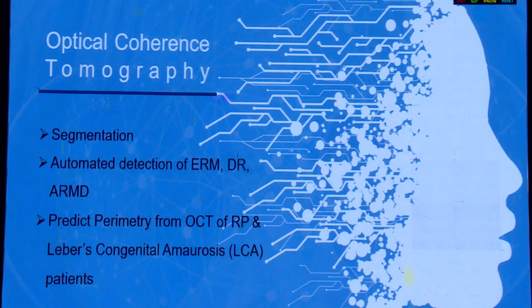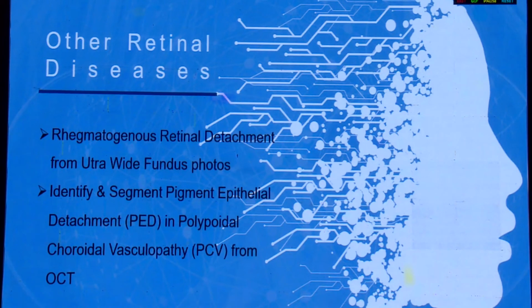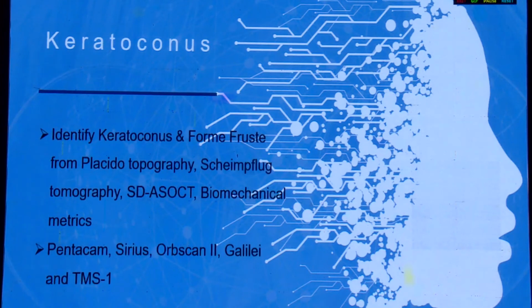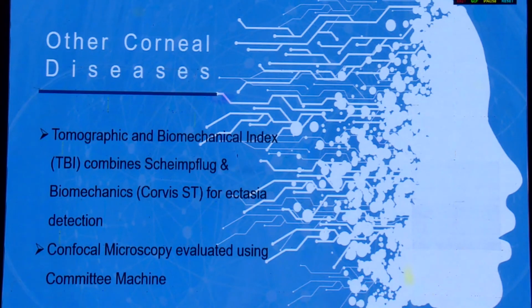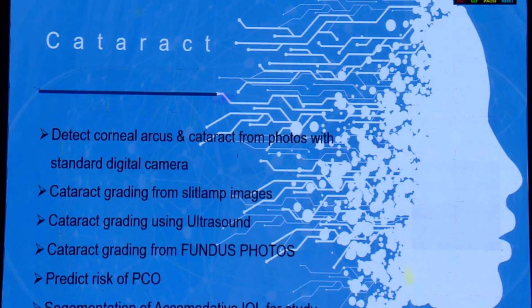Segmentation of the OCT, ERM, DR, ARMD, you can predict the perimetry from the OCT. You can detect other retinal diseases also, retinal detachment, very easy for us, little difficult for the computer. Keratoconus, you can identify from the Placido topography or Scheimpflug or Pentacam. So let me wind up with the other corneal diseases.